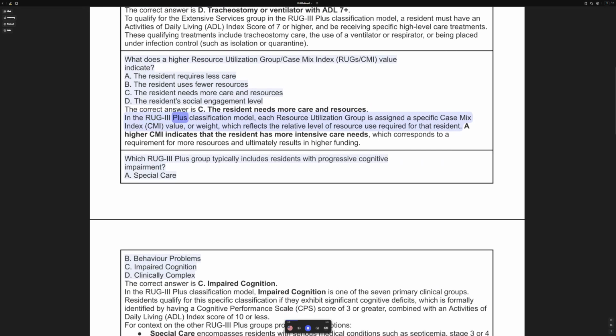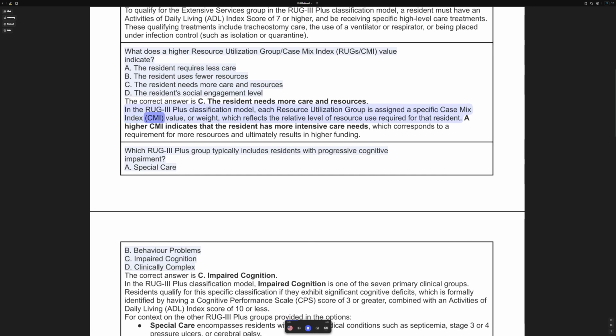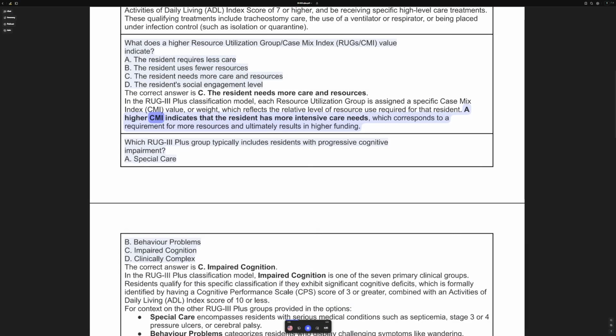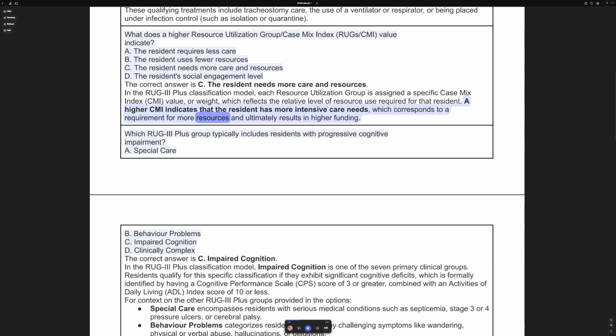In the RUG 3 Plus classification model, each resource utilization group is assigned a specific case mix index, CMI, value, or weight, which reflects the relative level of resource use required for that resident. A higher CMI indicates that the resident has more intensive care needs, which corresponds to a requirement for more resources and ultimately results in higher funding.